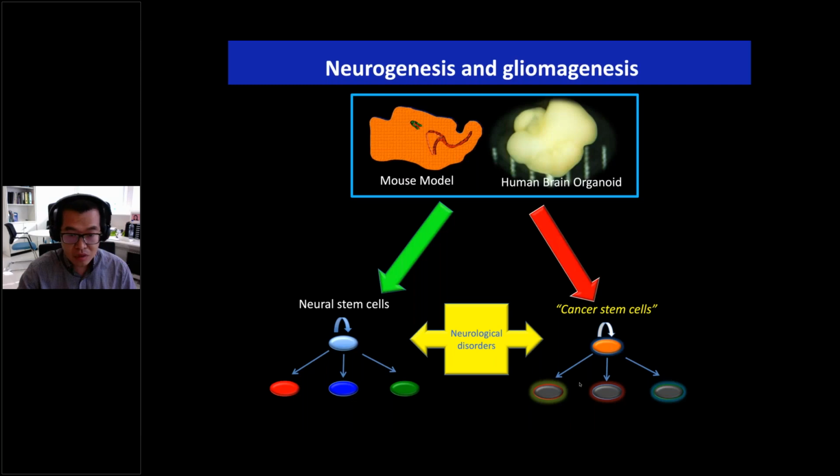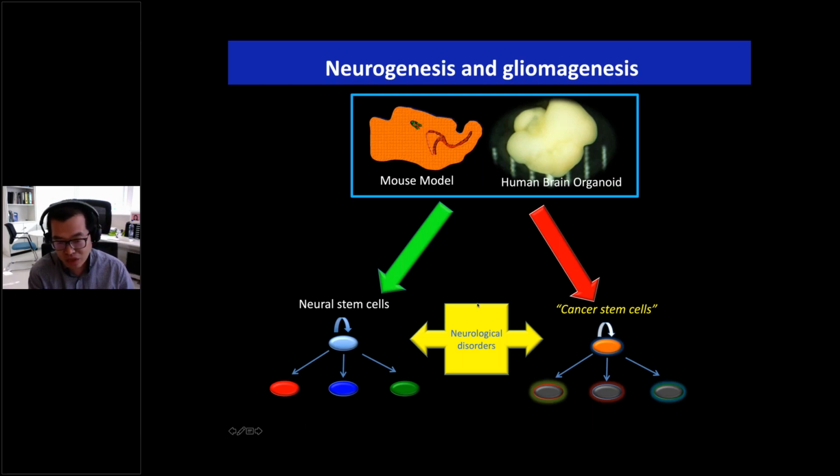Basically, my lab is interested in using, on the one hand, mouse models, and now increasingly human brain organoids, to study neurodevelopment, neurogenesis, and neural stem cell differentiation. But in parallel, we also model brain tumors in mouse and now in human brain organoid models to study the similar, oncogenic processes in these models.